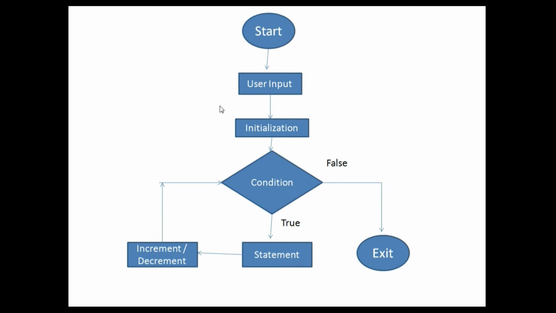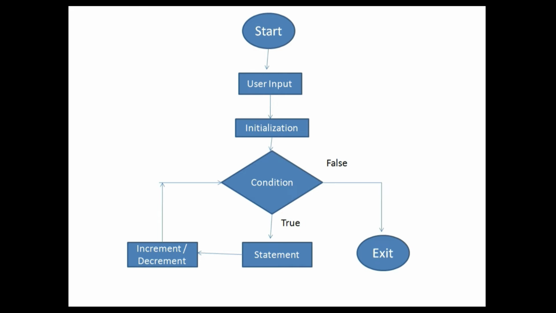So we'll start with our start block, we'll go for user input, and then we'll move to initialization. Then we'll check for the condition. If the condition is true, then we'll go for the block of execution code, statement, increment decrement, and then again we'll check for the condition. If the condition is false, we'll directly exit the program.